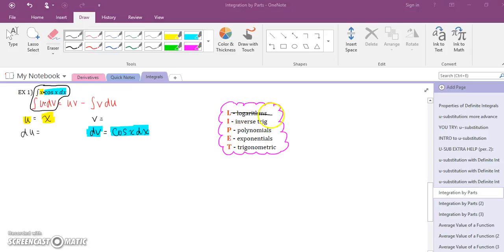I don't have a log. Nope. I don't have an inverse trig. Nope. But I have a polynomial. I mean, x is a first degree polynomial. So let's make u be x. And then the stuff that's left over is cosine x dx.